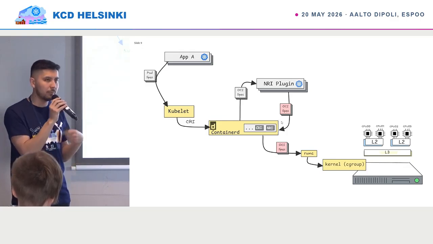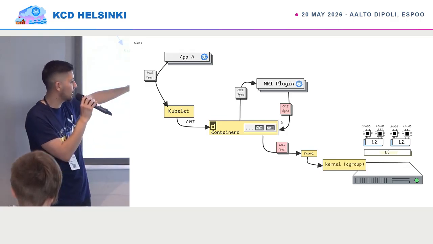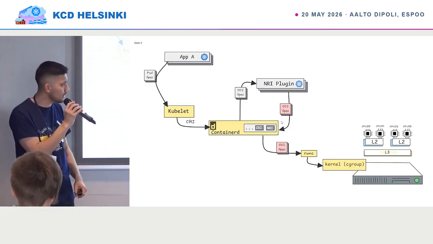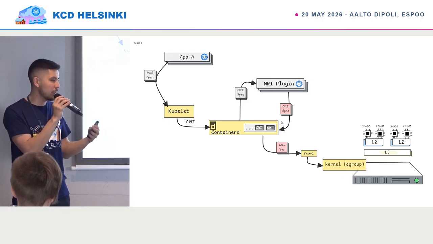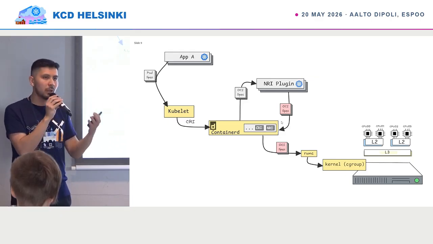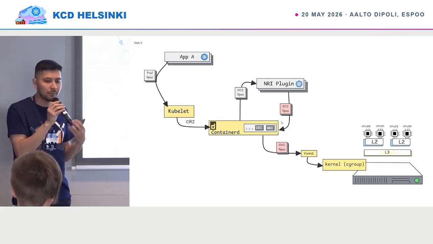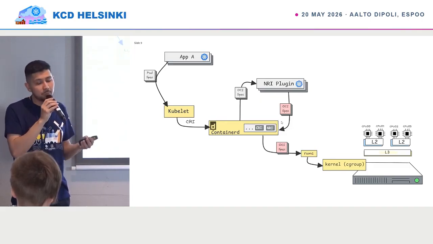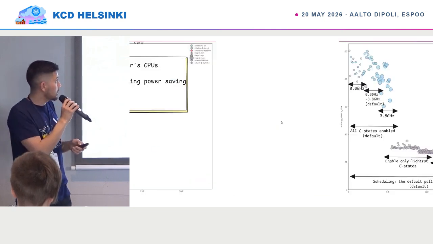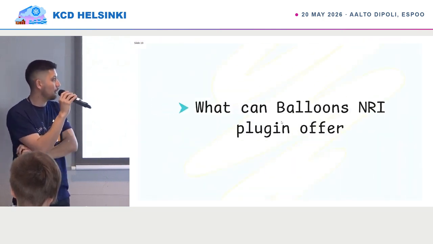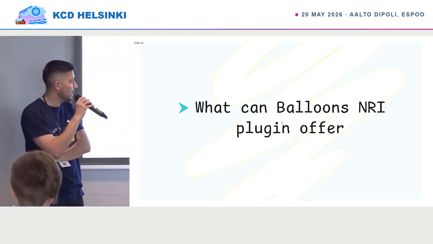NRI is already on by default in both containerd and CRI-O, so you don't have to do anything on the runtime level. The only thing needed is the NRI plugin. The APIs of the NRI are in place, but you need the logic, and that logic is hidden behind the plugin. The plugin does different things, and you can develop your own plugin to do certain resource manipulation, for example, and so on.